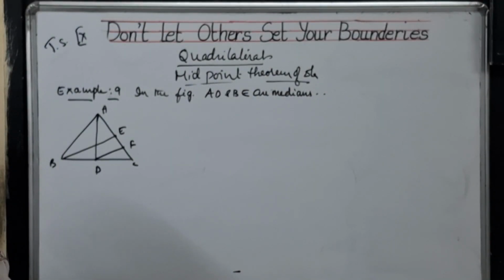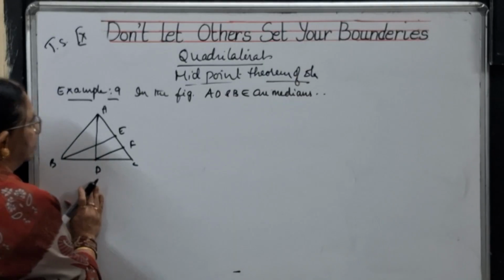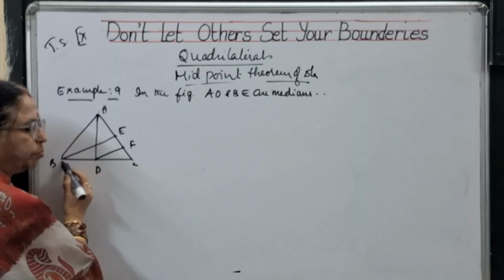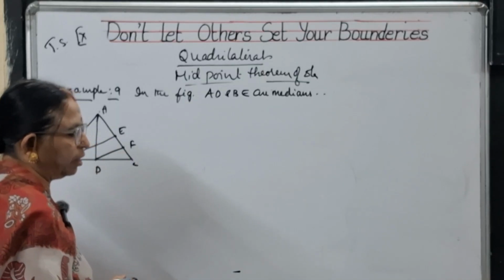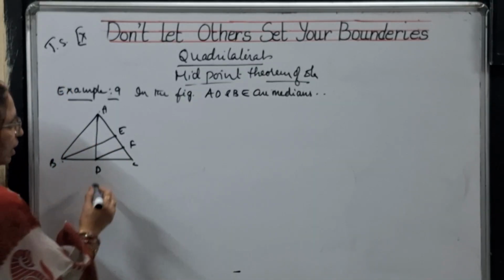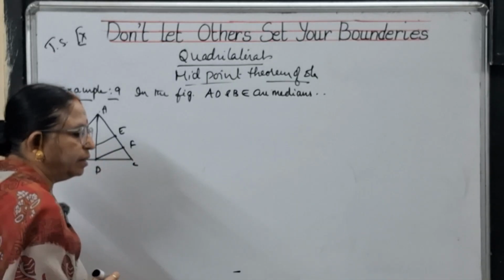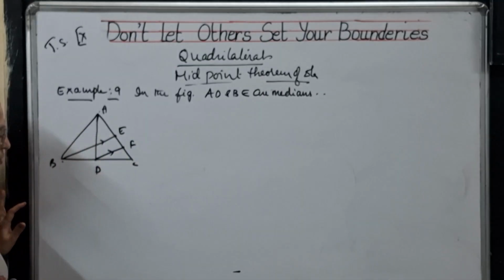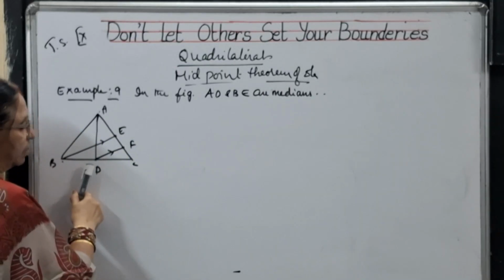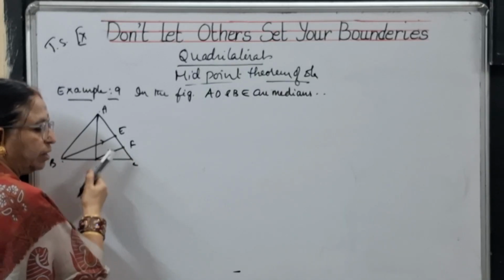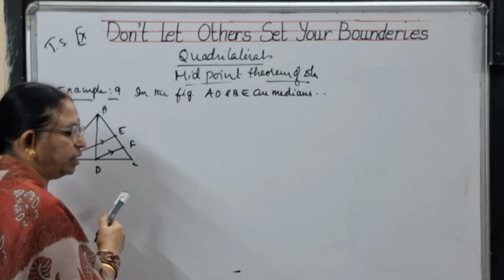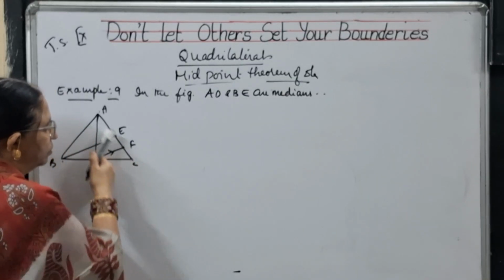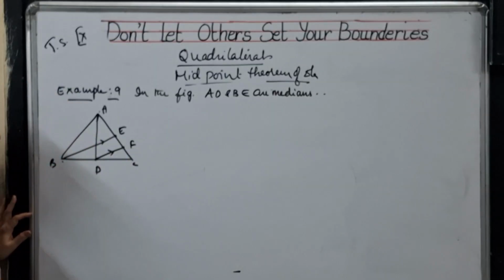Now, the next theorem, children, example 9, listen to it. In the figure, AD and BE are medians of triangle ABC, and BE is parallel to DF. Now we need to prove that CF, this is CF, F is the midpoint. Also they said that BE is parallel to DF, and prove that CF is equal to 1/4 of AC. We have to prove this.